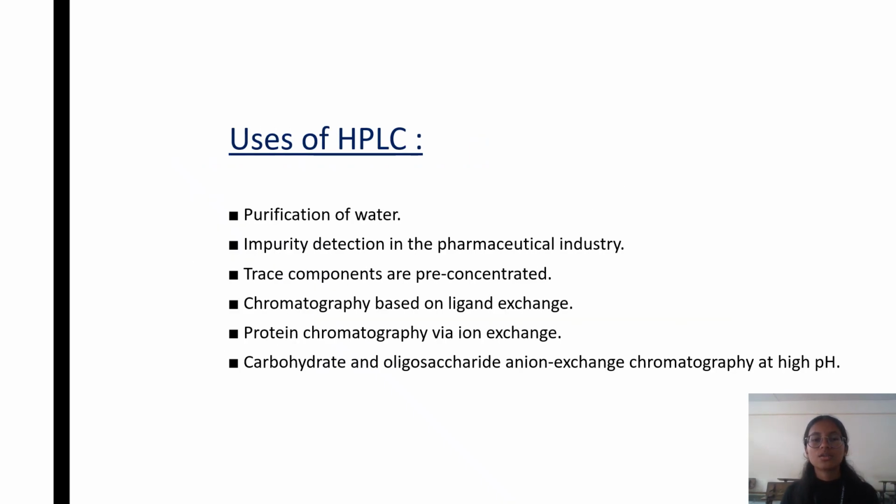So next, uses of HPLC. HPLC is used in purification of water, impurity detection in the pharmaceutical industries. Trace components are pre-concentrated here, and chromatography based on ligand exchange, protein chromatography via ion exchange, carbohydrate and oligosaccharide anion exchange chromatography at high pH.